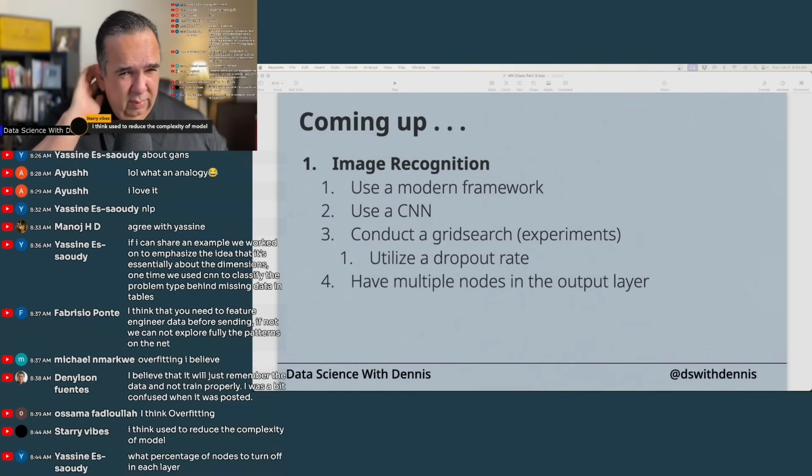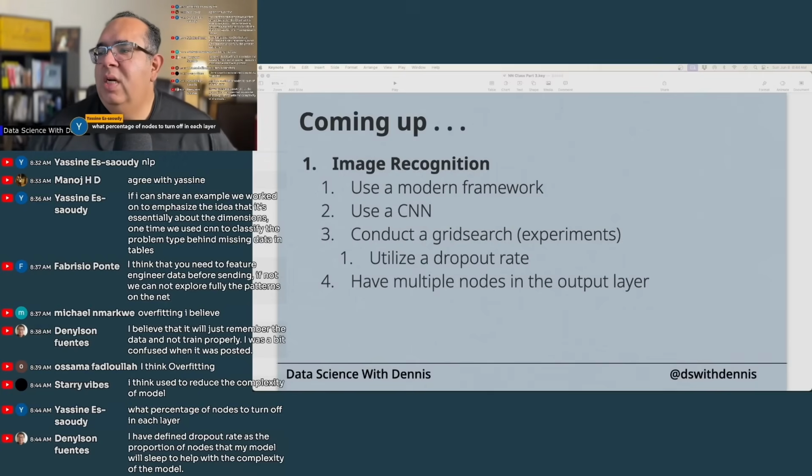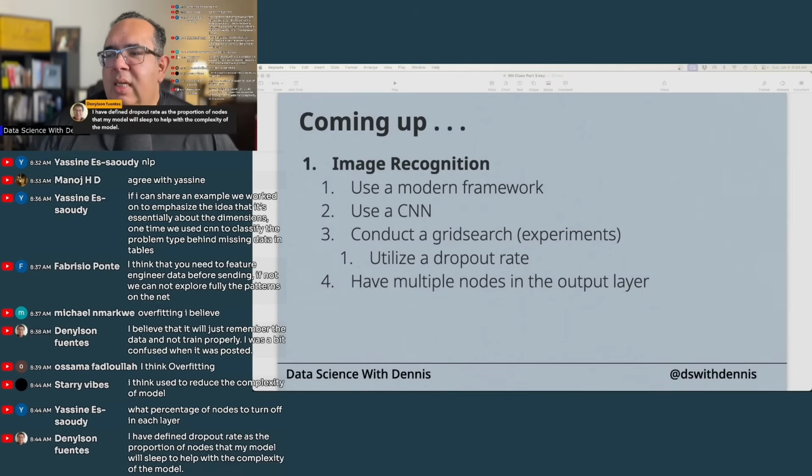What do you guys think? Does anybody agree with Starry Vibes? Yassine says, what percentage of nodes to turn off in each layer? Okay, why would you want to do that? Why would you want to do that, Yassine? Denelson says, I have defined dropout rate as the proportion of nodes that my model will sleep to help with the complexity of the model. Okay.